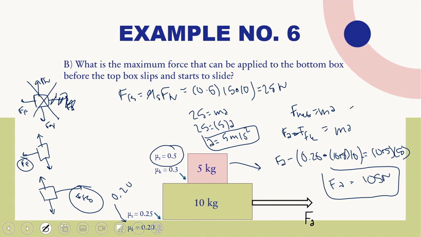So there's our answer. The big takeaways from this problem are understanding the FBD for the top box, and also remembering that the acceleration of a system is equal to the acceleration of its parts.